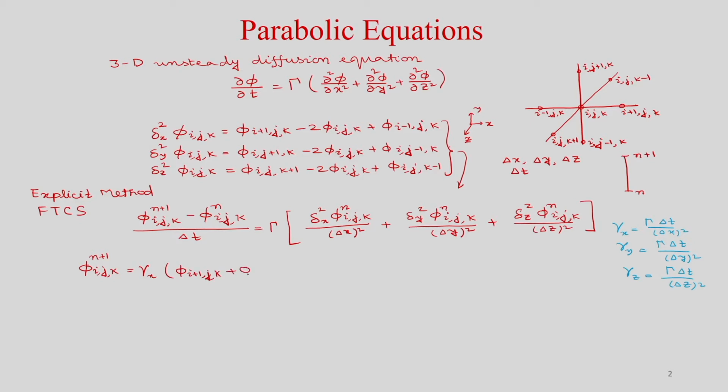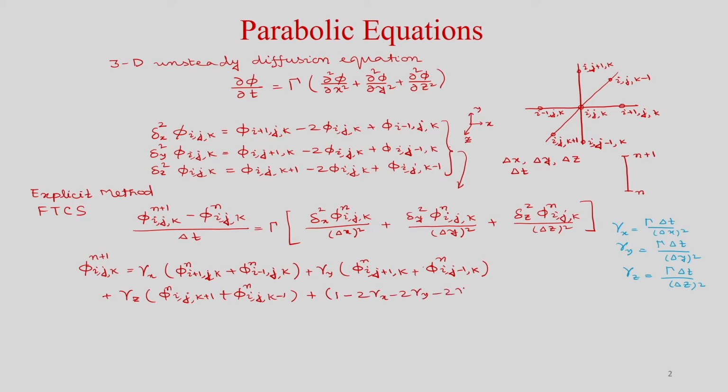phi i plus 1 j k plus phi i minus 1 j k at level n, then plus gamma y, phi i j plus 1 k plus phi i j minus 1 k at level n, and plus gamma z, phi i j k plus 1 plus phi i j k minus 1 at level n, and you have the diagonal coefficient. So, you are taking this side, so it will be 1 minus 2 gamma x minus 2 gamma y minus 2 gamma z, phi i j k at n.